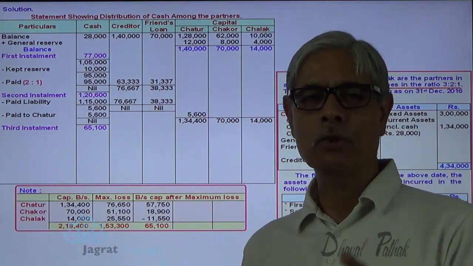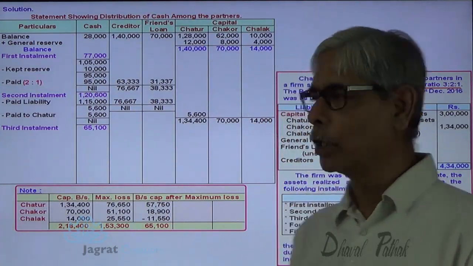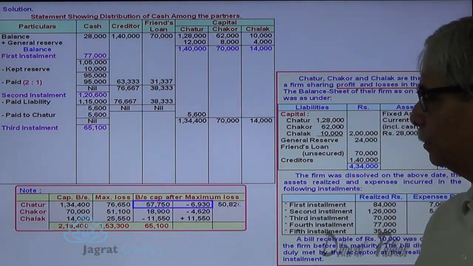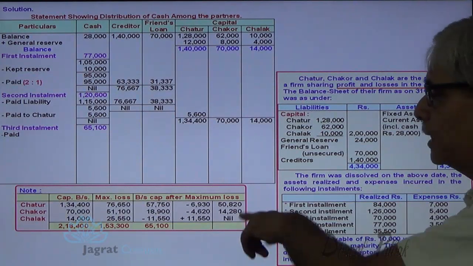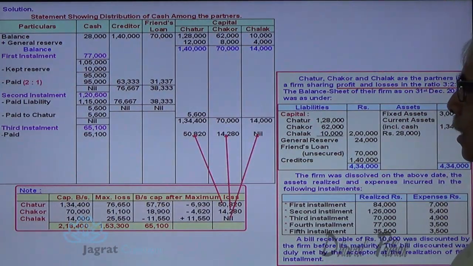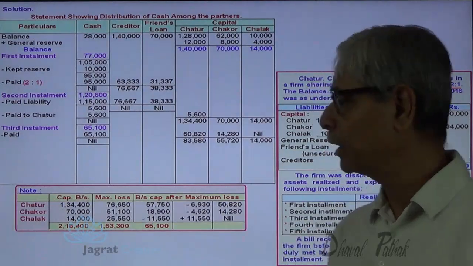Now this capital shortage is to be borne by Chatur and Chakor in their profit sharing ratio, and their profit sharing ratio is 3:2. So let me distribute this 11,550 in the ratio of 3:2 between Chatur and Chakor. So here it is deducted. So this is how payment to Chatur, the first partner. No payment is made to Chalak. So this is the amount outstanding for the capital.